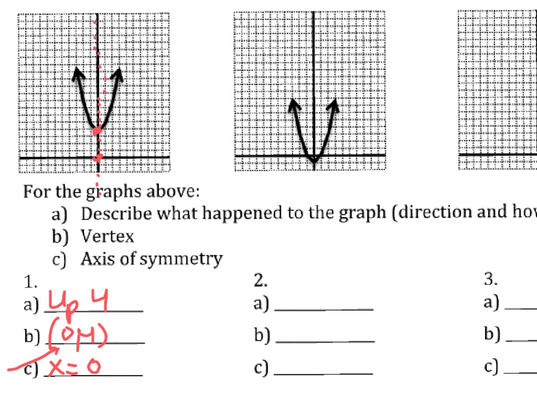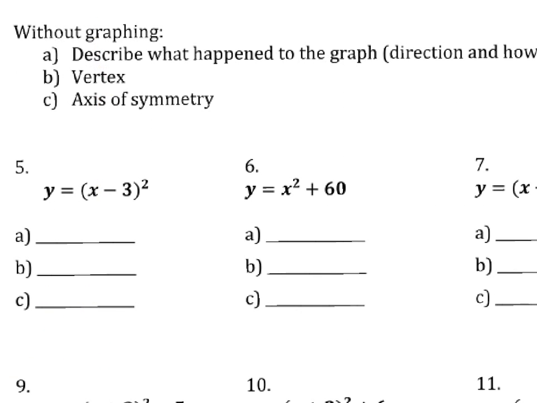So for each of these problems on the top 4 here, they're all describe what happened to the graph, find the vertex, list the axis of symmetry. In these next problems, we're not graphing them, and we just want to describe, based on what the equation says, what happened to the graph, list the vertex and the axis of symmetry. So we can just look at the parentheses and see if there's a number on the inside and see if there's a number on the outside.